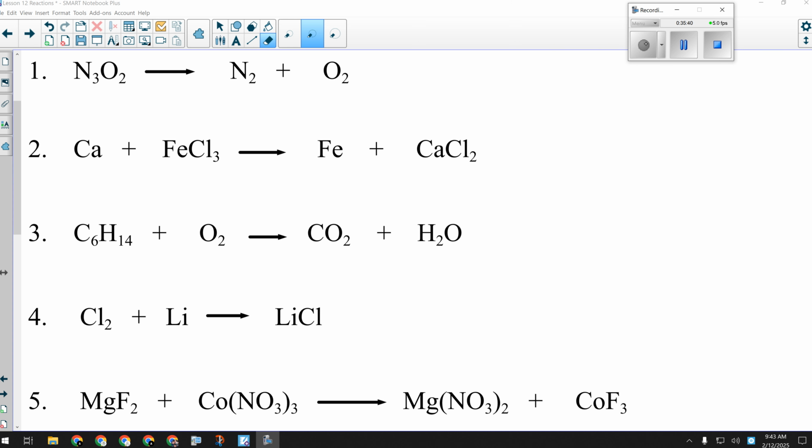This goes beyond the prefixes that we know. This stuff can just be called hexane.